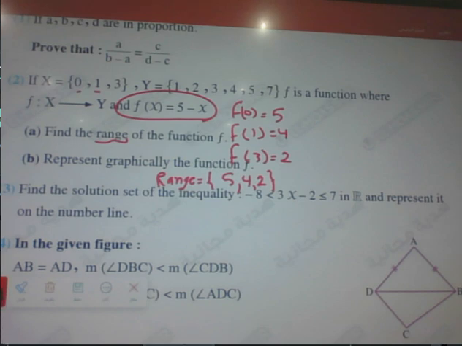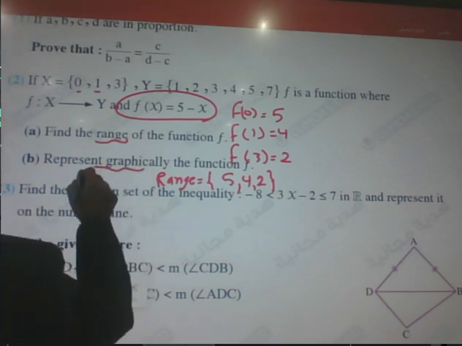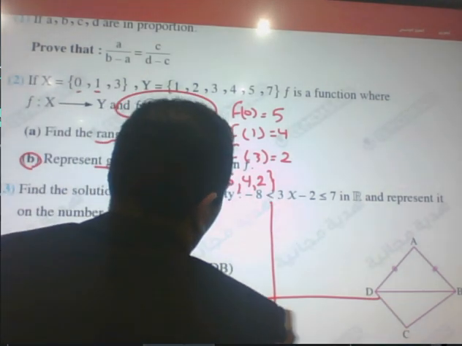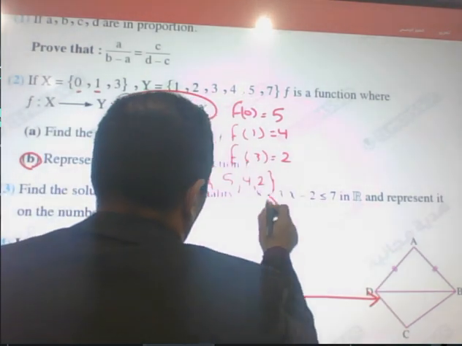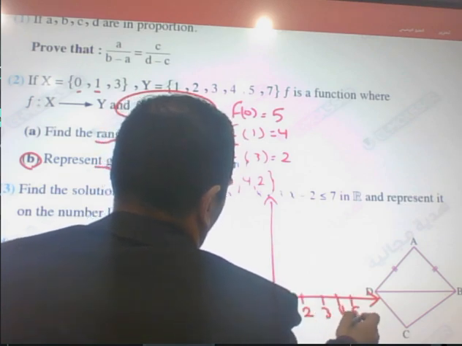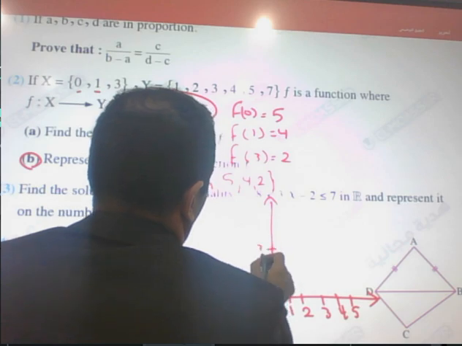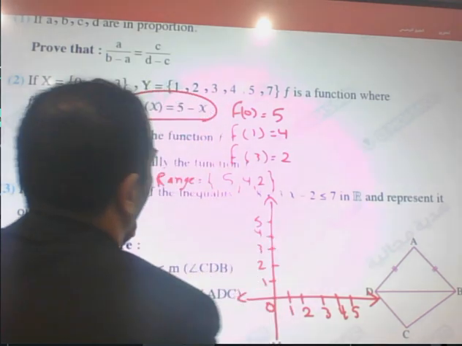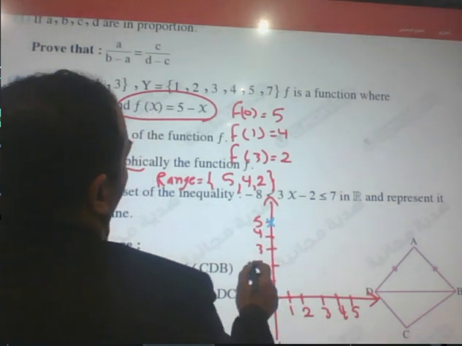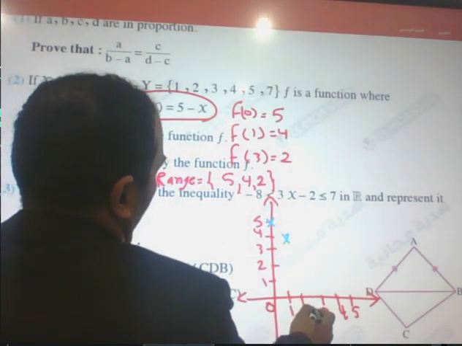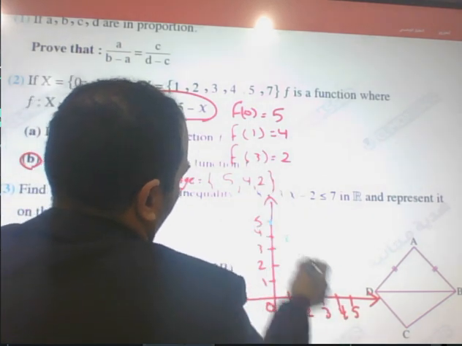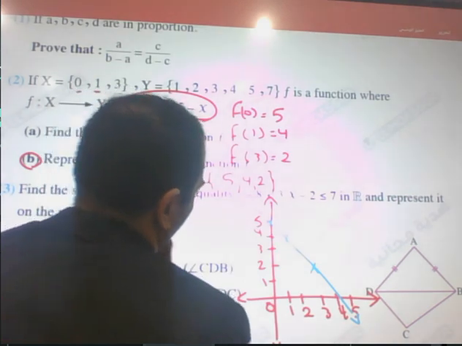And he wants us to represent the function graphically. We can draw the x-axis and y-axis perpendicular at the origin point O. Right, 1, 2, 3, 4, 5 and 1, 2, 3, 4, 5. The image of 0 is 5. Start from 0 going up to 5. And 1 with 4. And start from 3 going to 2. Then we have a straight line passing through 3 points here.